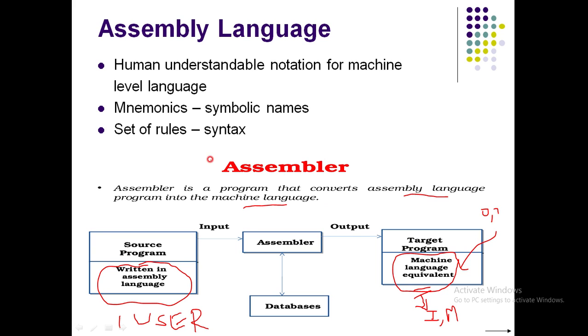So first he will write some program here, then that program, what will it do? It will invoke your assembler, and once this assembler is invoked, what will it do? It will check the syntax of this program. You have already seen, it will check the syntax. It will also check whether all the rules have been followed, all the semantics have been followed, or not. And then it will generate a machine language program which is equivalent to your assembly language program.